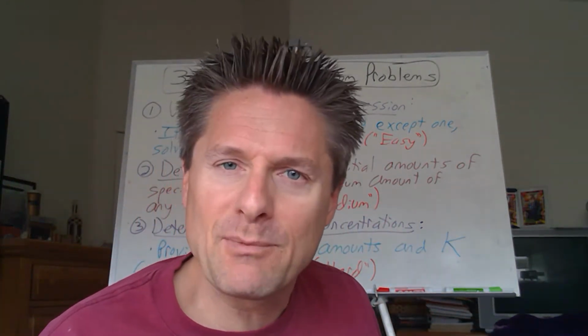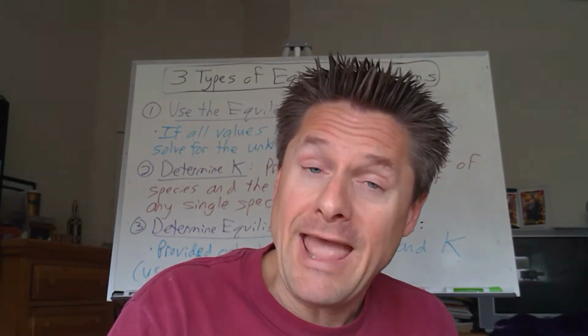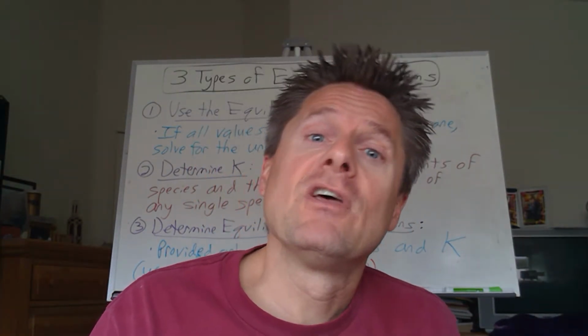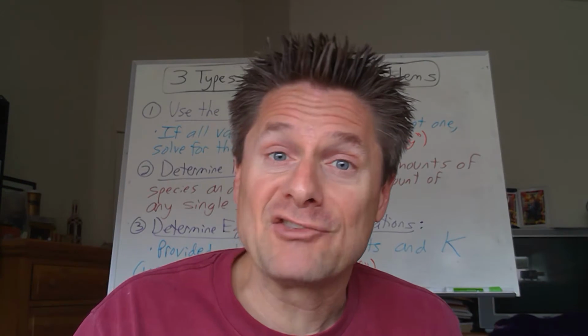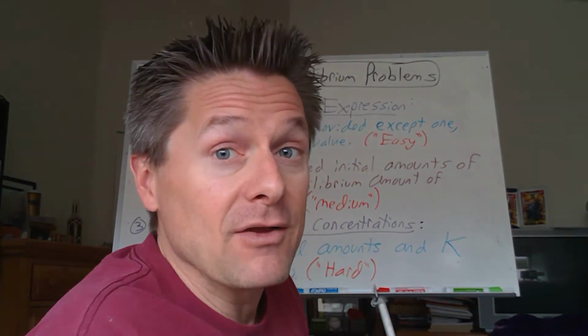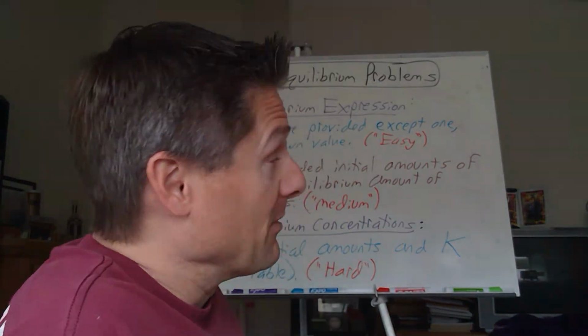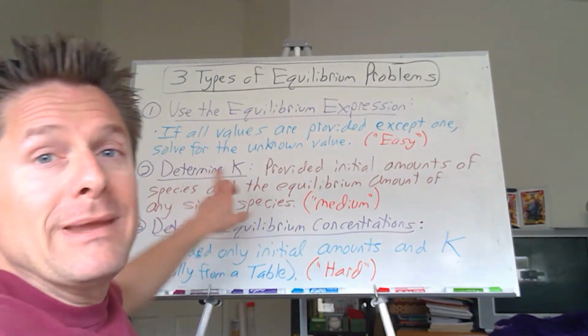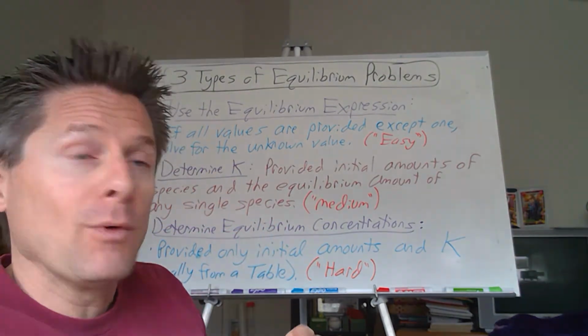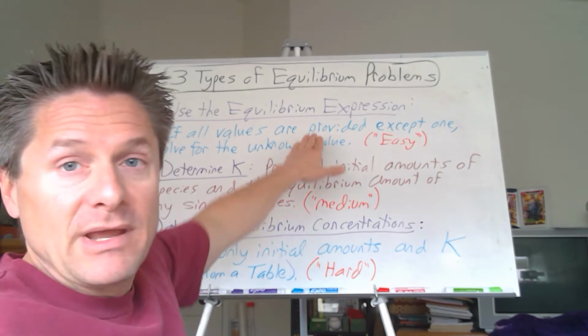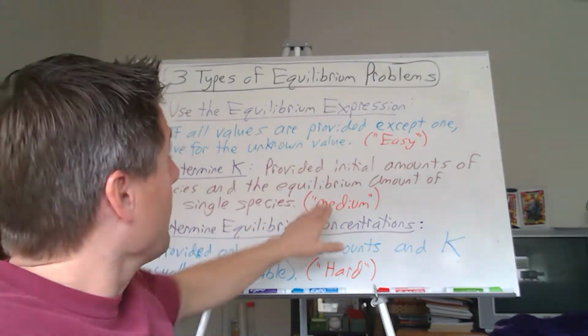So again, 2 different types here within it. Either solve for K, given all the equilibrium concentrations, or solve for an unknown equilibrium concentration if given K and the other values. Now the medium type of problem, you ready? Determine K. The twist on this one is that these are going to be a little bit trickier. There's a big jump in difficulty from here to here.